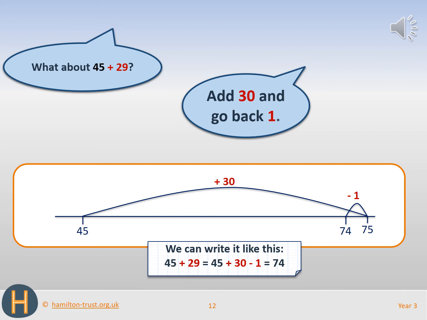So you can see how we have written this as a number sentence underneath. 45 add 29 equals 45 add 30 take away 1 equals 74.